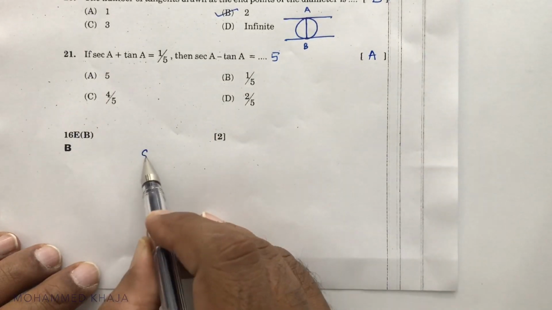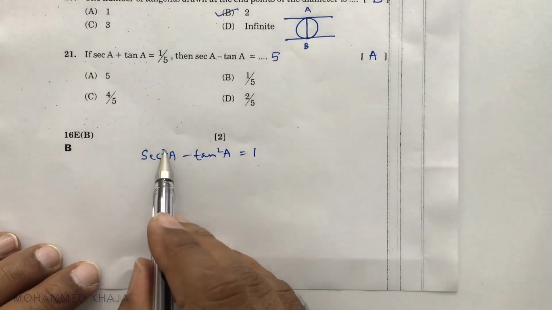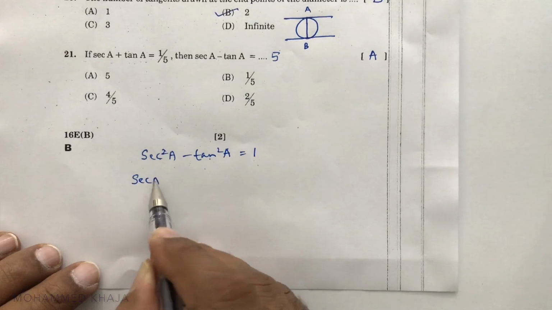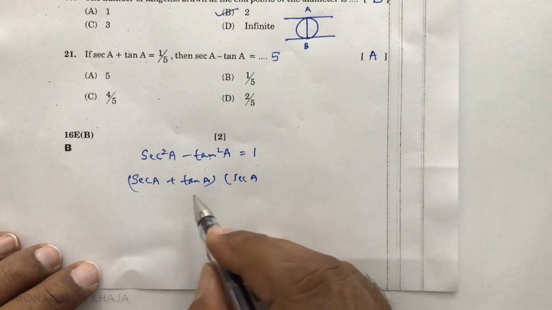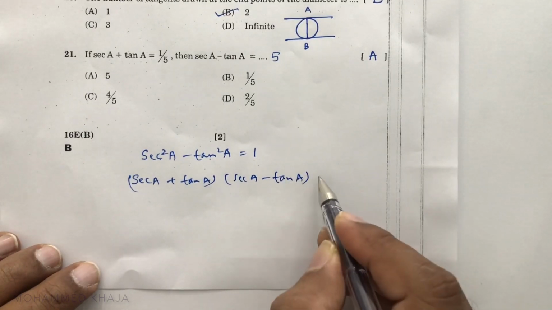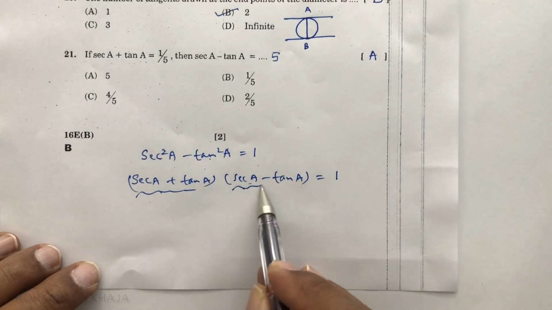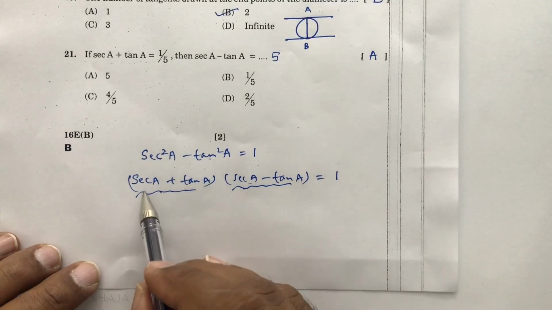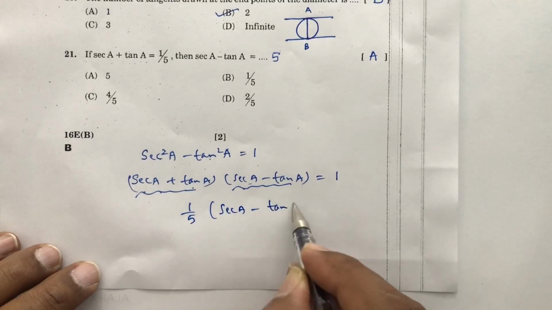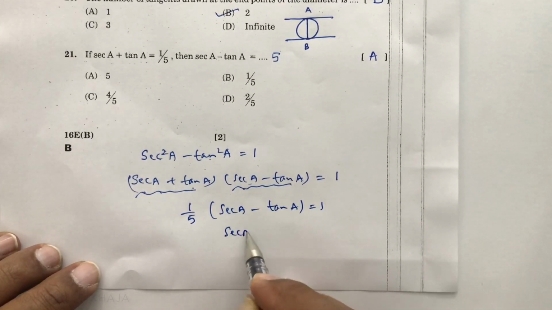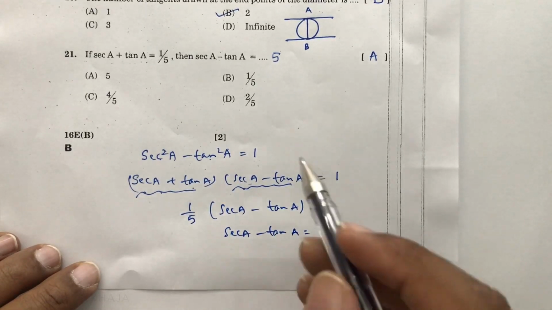I'll simplify. See, identity is secant square theta minus tan square theta is 1. It is in the form of A plus B into A minus B. So you can write sec A plus tan A into sec A minus tan A is 1. Now see, if I multiply both, I am getting 1. So I can call sec A plus tan A and sec A minus tan A reciprocal. So sec A plus tan A is 1 by 5, 1 by 5 times sec A minus tan A. So sec A minus tan A equals 1 times 5, which is 5. So the correct option is A.